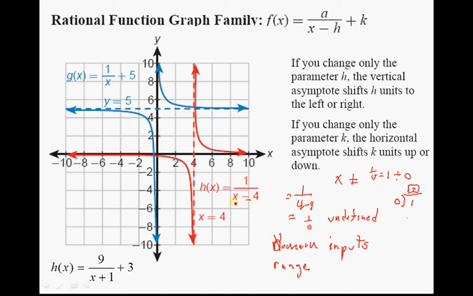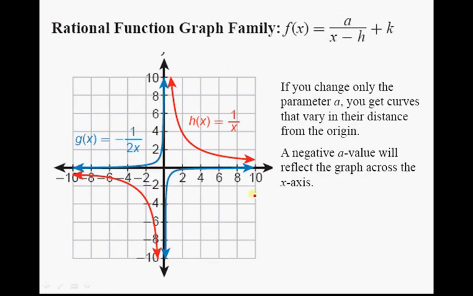Let's take a look at what happens when a changes. Okay, so when a is, we've got a couple different things that I can do. a can be negative, or it can increase or decrease in size. So when a is negative, what happens is it reflects across the x-axis. So here we have the red branch, which represents 1 over x, the parent function. The blue branch here represents the function g of x equals -1 over 2x, and what happens is it reflects over the x-axis.